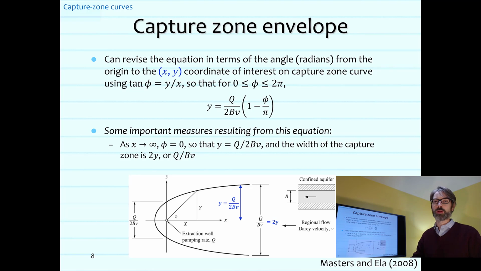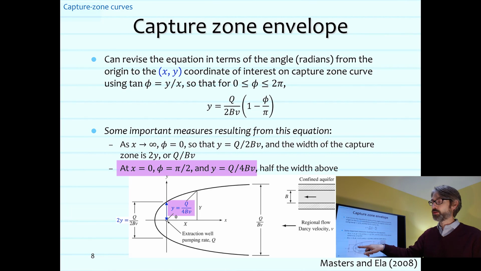There are some important measures that we'll focus on in this course that result from this equation. As we get infinitely far away from that well, in other words, as we go farther and farther along the x-axis, phi approaches 0, so that y becomes Q over 2BV. And the width of the capture zone, because y is just from the x-axis upwards, is actually 2y. Okay, so then if it's 2y, then it's Q over BV. So the positive part is Q over 2BV, and the total width of the capture zone is Q over BV.